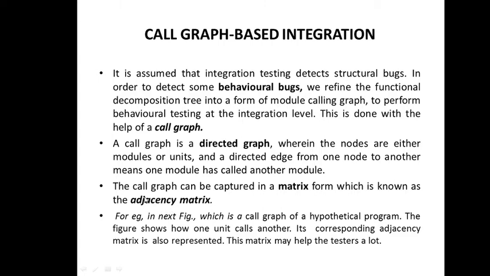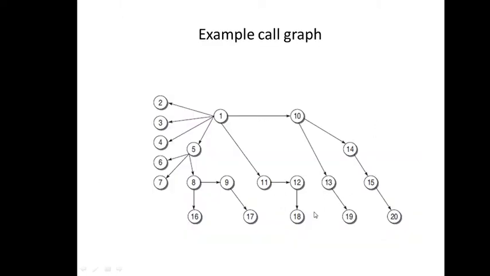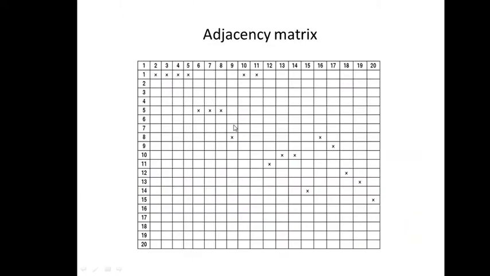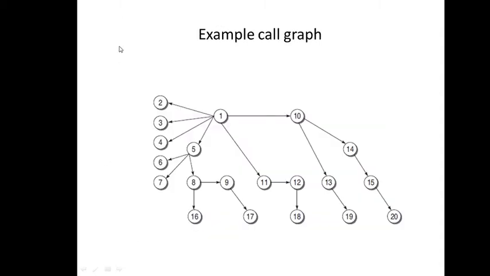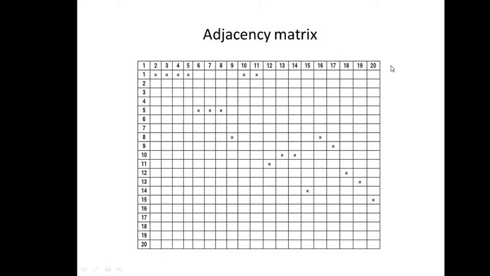Now another thing which is required during this call graph based integration testing is an adjacency matrix. This matrix is prepared in correspondence to this directed graph or call graph. Let's see an example of a hypothetical program. This is a call graph which is made for that, and the corresponding adjacency matrix is prepared here. We have 20 nodes, so we have written 1, 2, 3, 4 up to 20. These are 20 in number, so 20 this side and 20 this side.